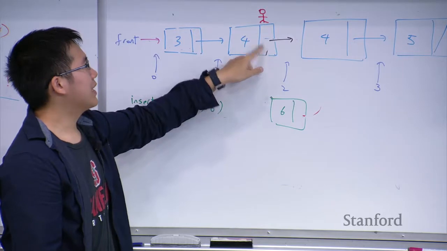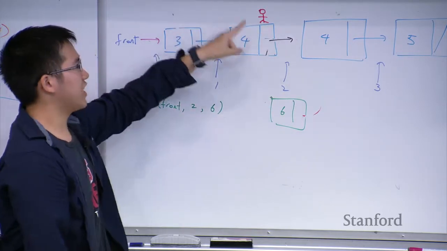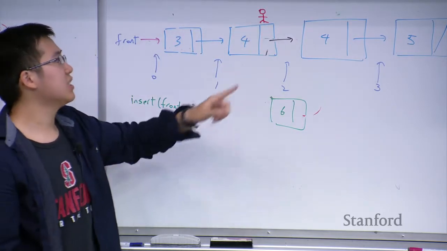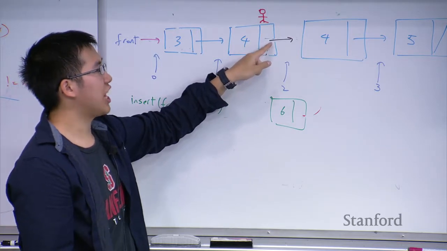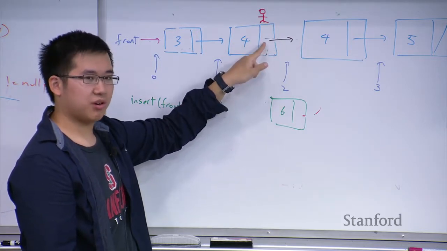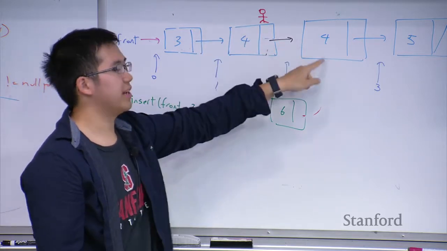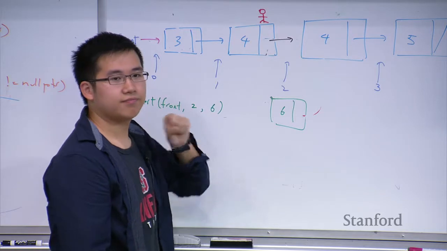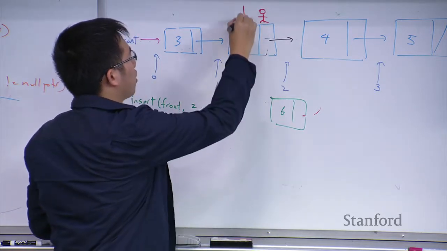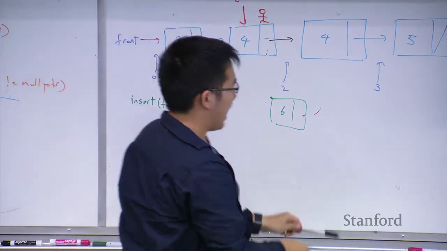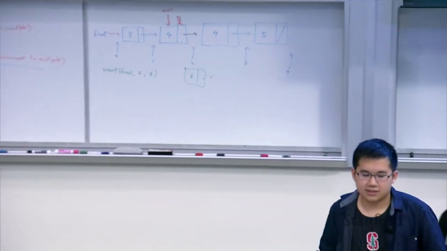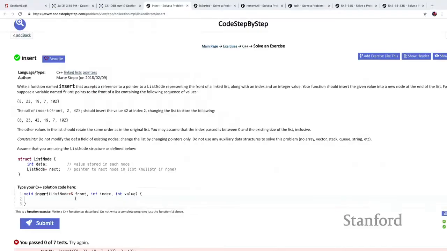So here, this person is curr. Our curr has to be here. The reason is we need to be able to change this pointer, and to be able to change this pointer, we have to have curr pointing over here. If curr is already pointing over here, then we can't change this pointer. So we want to move curr all the way up to over here. How can we move curr starting from the front over there? How do we do that? So curr starts at the front. How do we move it down to that location?